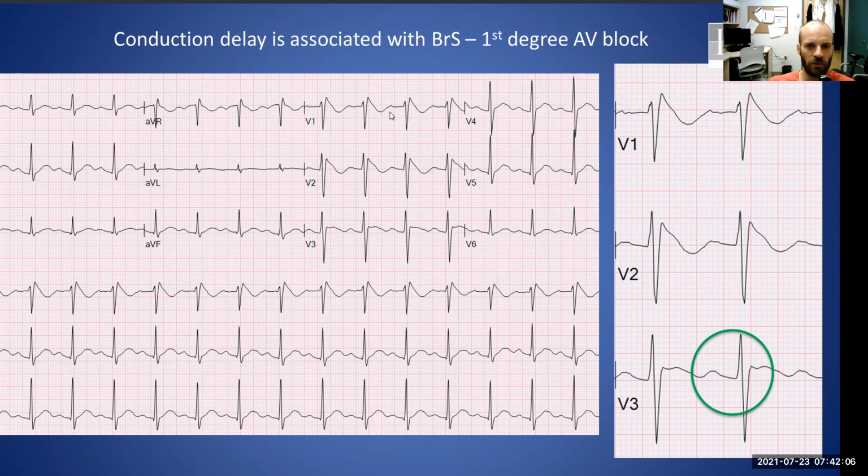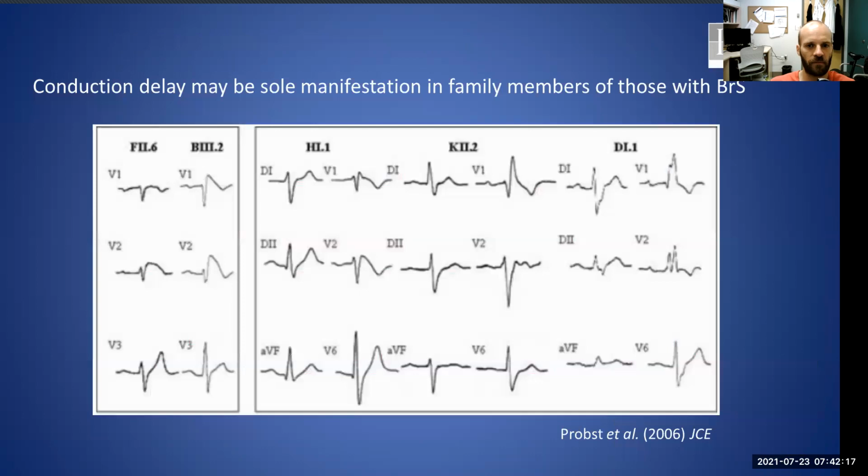So if you're doing a Brugada project, it's important to try and identify any conduction abnormalities that are present as well, particularly because those with conduction abnormalities may have a worse prognosis. And this conduction delay may be the only thing that is seen in family members of those who have Brugada syndrome. So this is a paper from a while ago talking about how the proband, the initial family member detected in a family, may have a typical Brugada pattern, but in other family members, it may only manifest itself as a first degree AV block, for example.